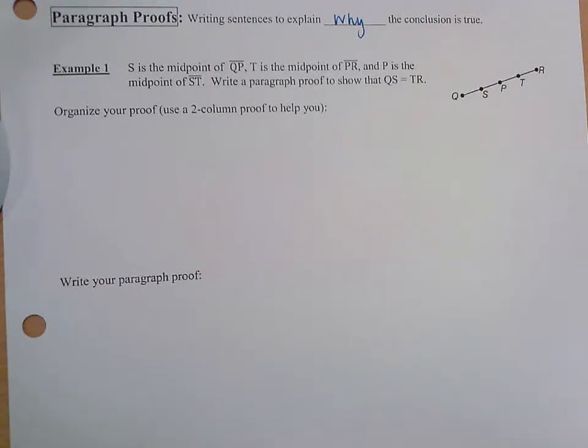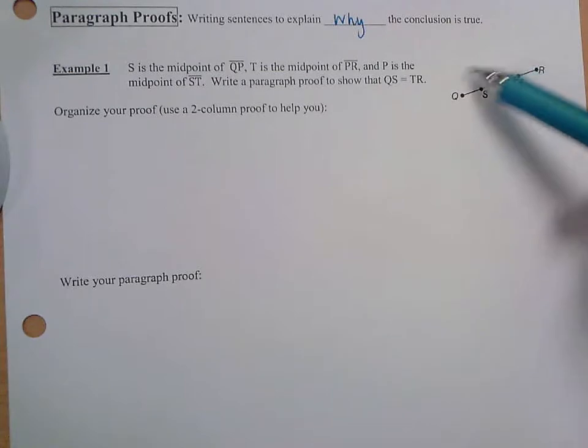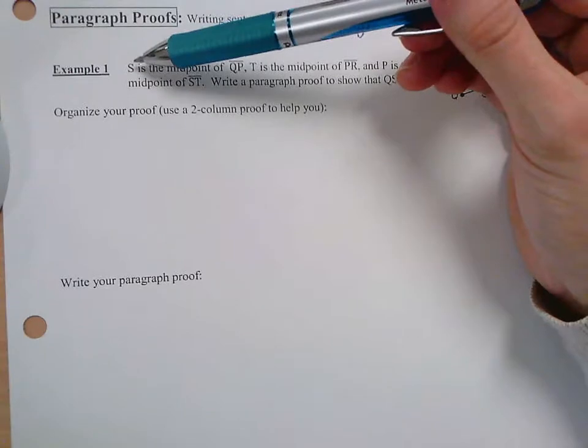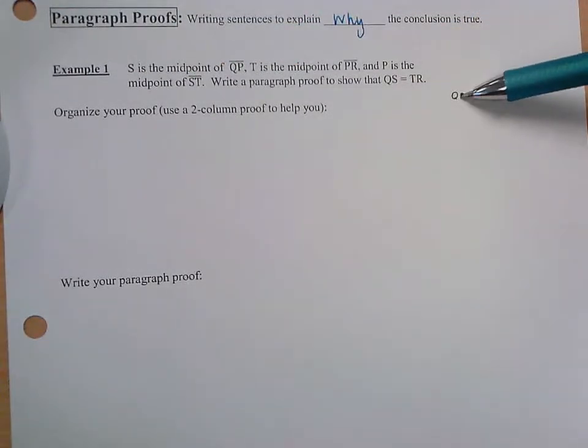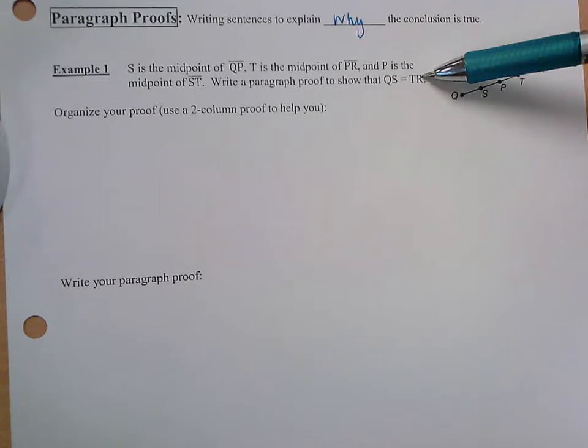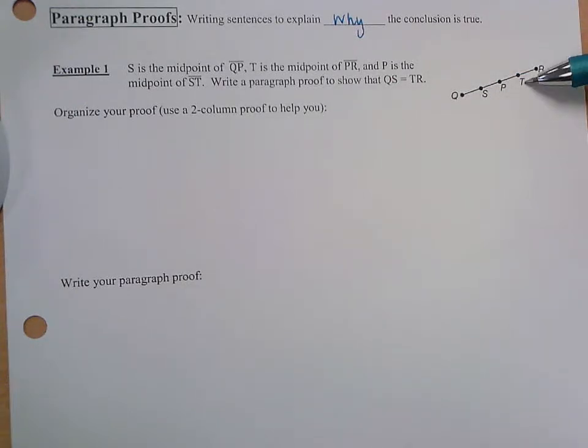So in example 1, I have a picture there for you of a segment. It says S is the midpoint of QP, T is the midpoint of PR, and P is the midpoint of ST. Write a paragraph proof to show that QS is equal to TR. So we're trying to show that these two pieces are equal. I'm not going to mark that because I don't know that they're equal. I'm trying to prove that.